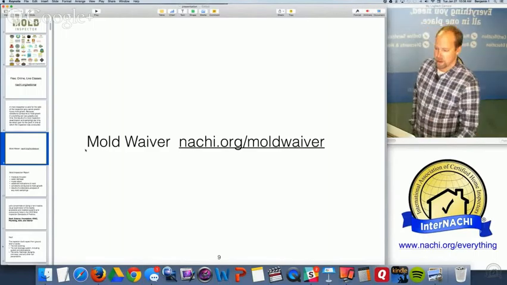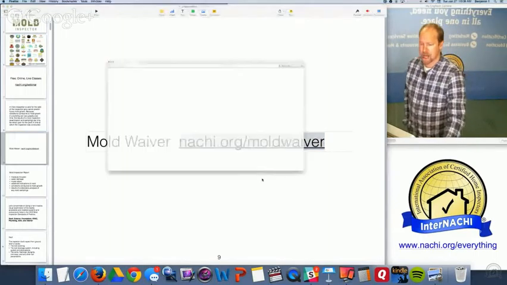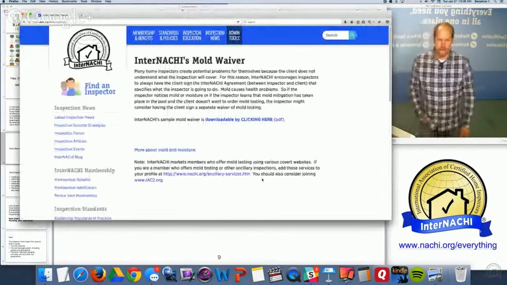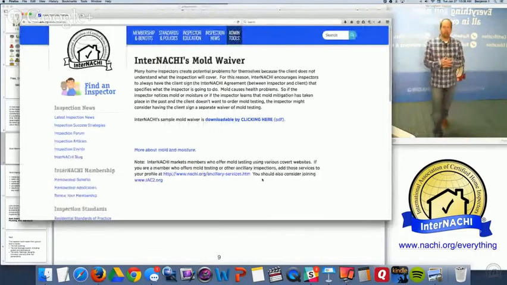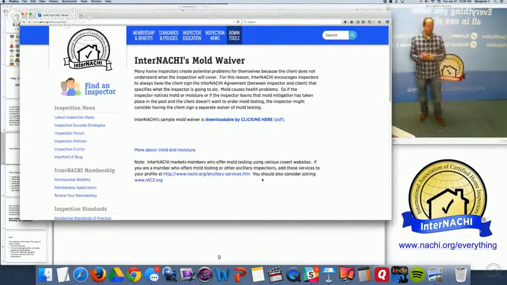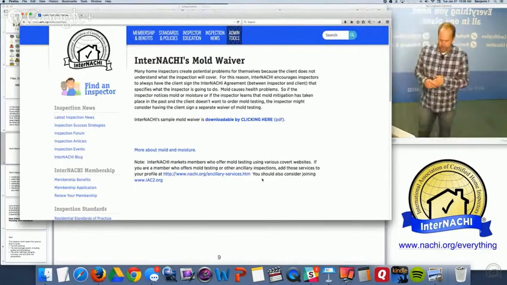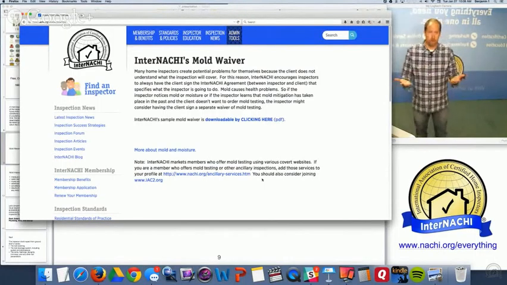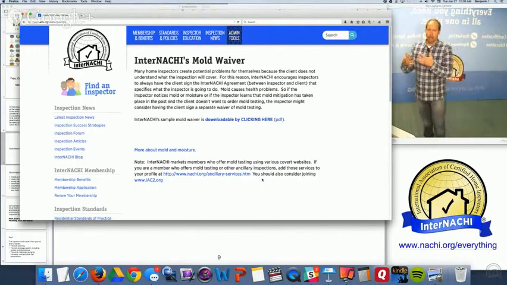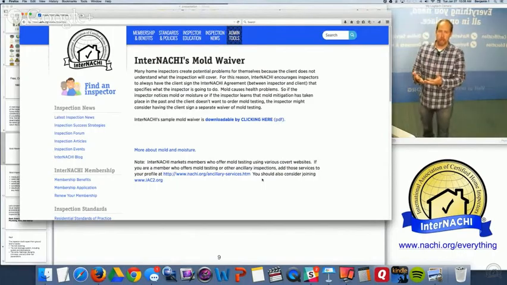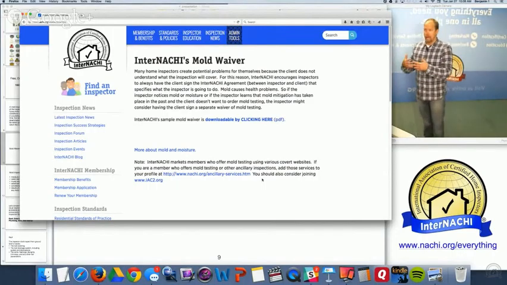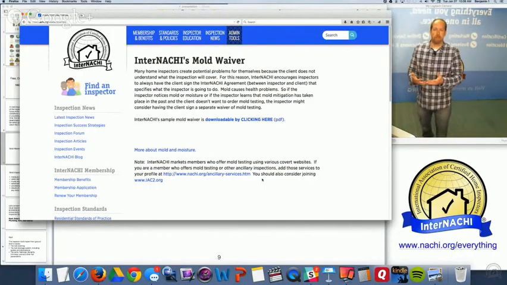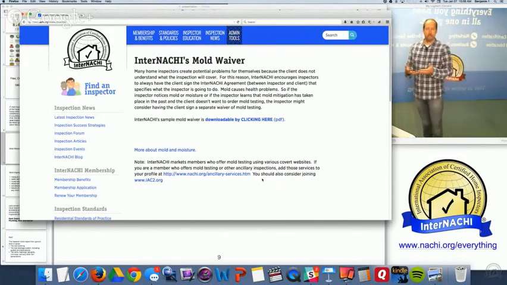We have a mold waiver, which is a document you ask your client to sign. It is free to members. You download it and you can give it to your client. It's also integrated with our online agreement system. It's a document that explains to your client that you're doing a home inspection, mold is not within the scope of a home inspection, and they are not asking you to perform a mold inspection at this time. And you have it signed.